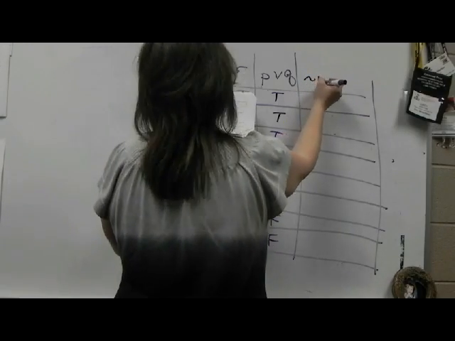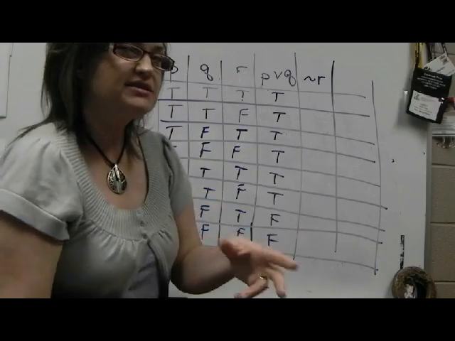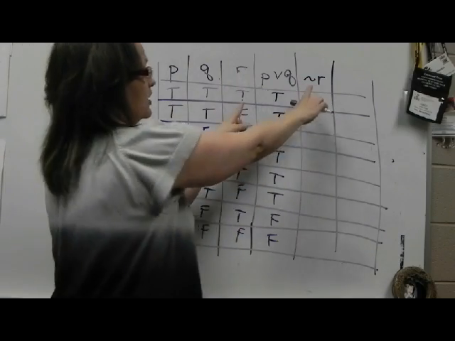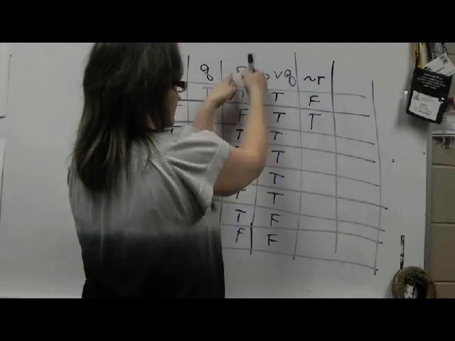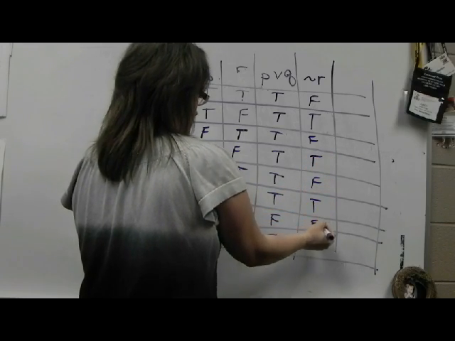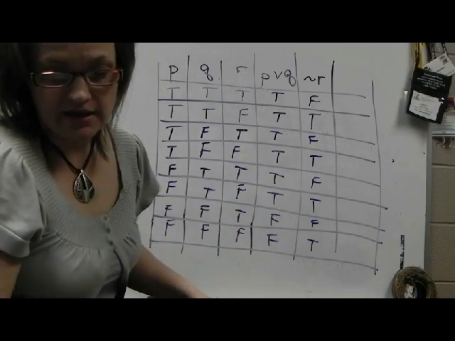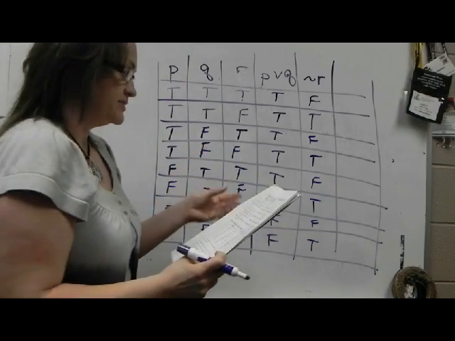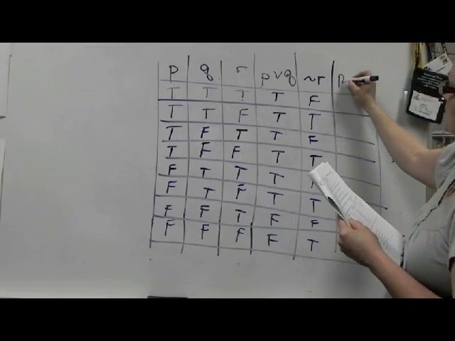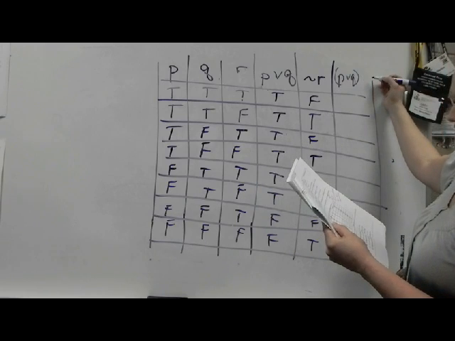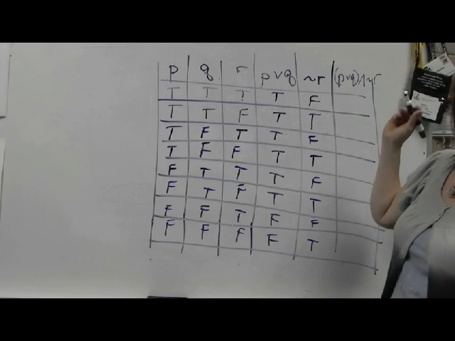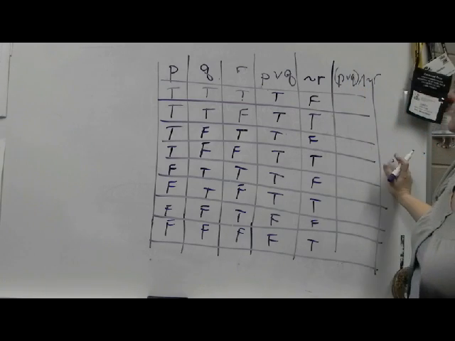The next column label is not R. Now again, these are easy. Just remember, the negation just means go to your column and do the opposite. So not R means do the opposite. Just keep focused on this column. And then the last column is the actual compound statement that we discovered in the part above, which we said would be P or Q, in parentheses, and not R.